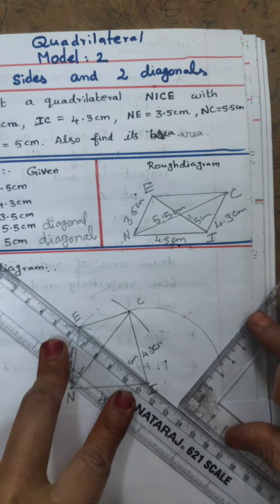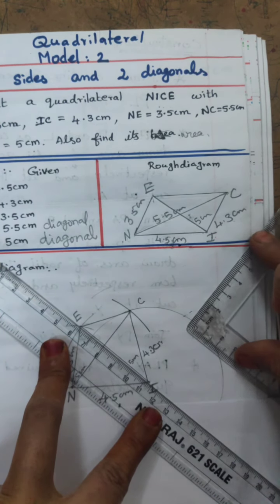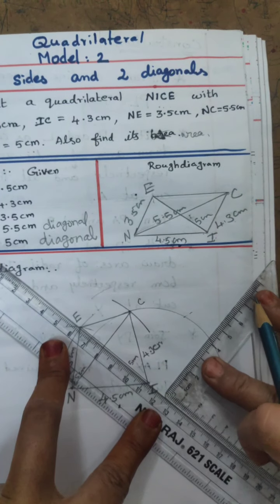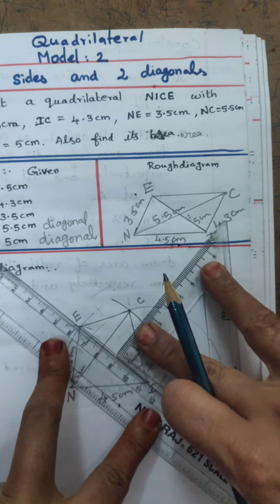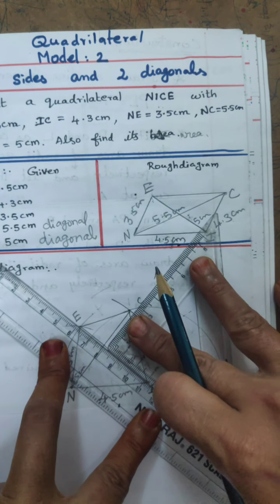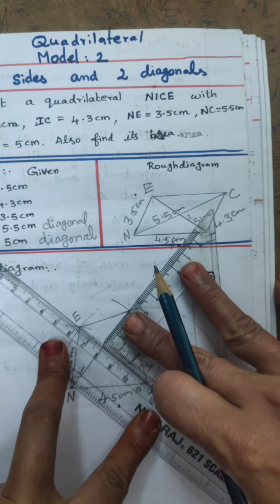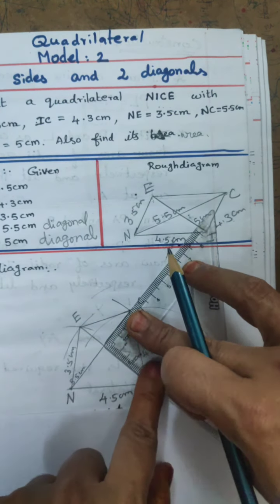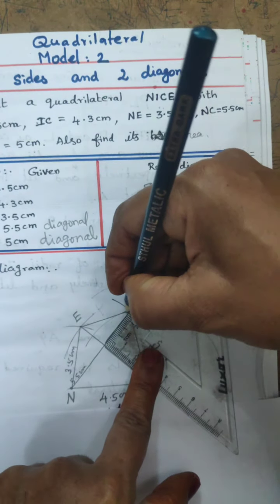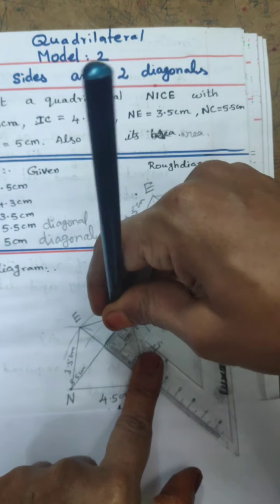So, tightly keep the scale. That set square you want to coincide with that one. So move and come there. Come until the C point. See, up to the C point you come. You stop the work. Take the scale and keep the C point on the dotted line.